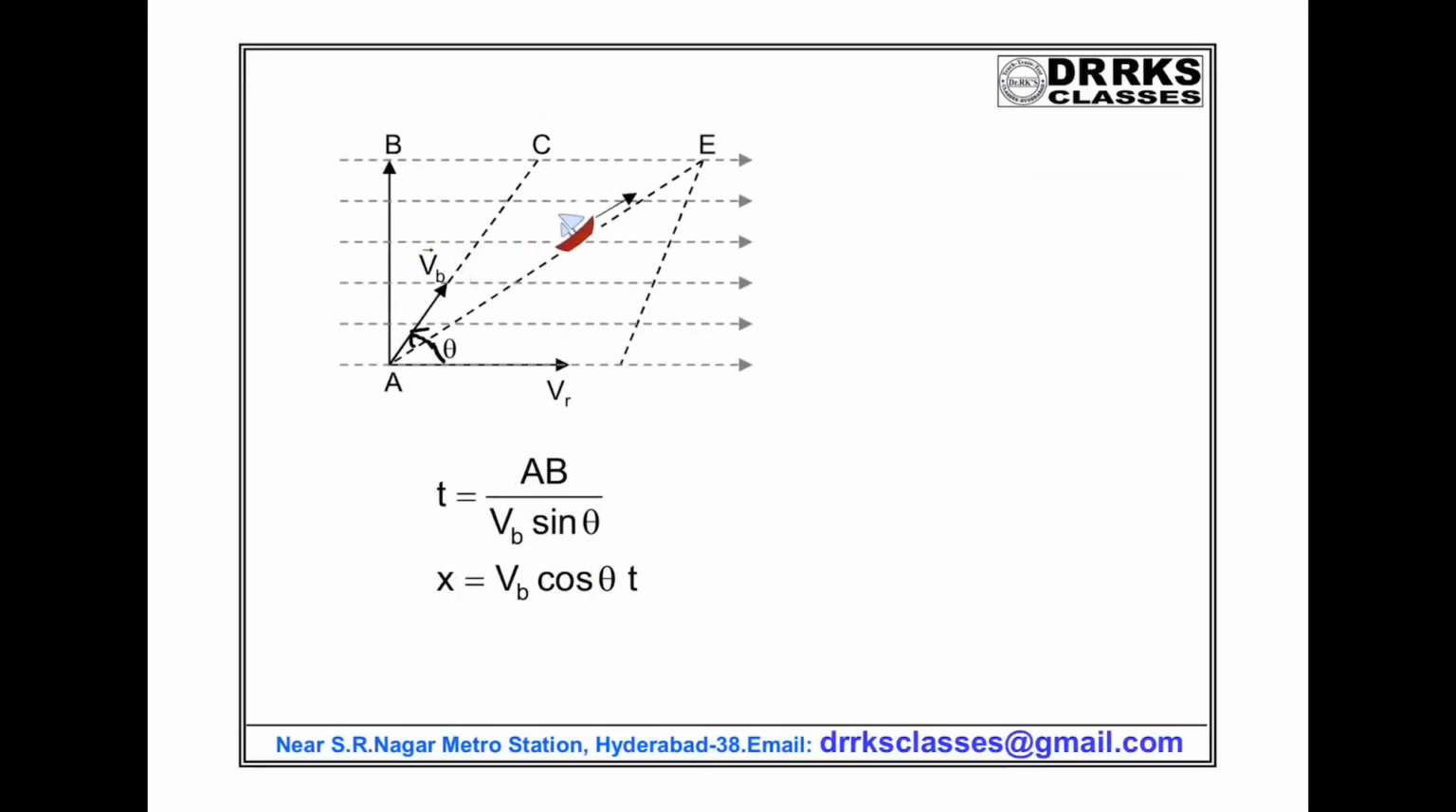In general, if the man targets his boat to the point C, he reaches point E because the resultant of VB and VR acts along AE. He reaches the other end after time t = AB/(VB sin theta). We can resolve this VB into two components, VB sin theta and VB cos theta. AB is the width of the river. And the water drag is x = VB cos theta × time.